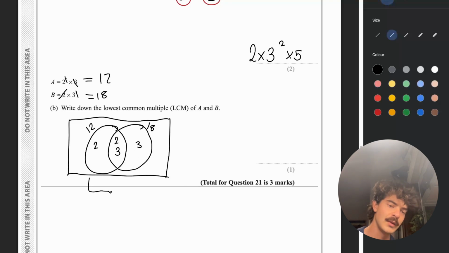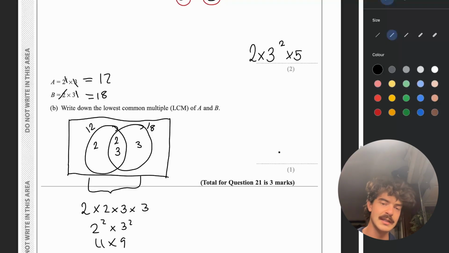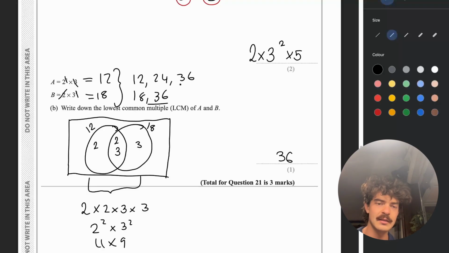Now to find the lowest common multiple, we take all of these numbers we now see in our Venn diagram and multiply them together. 2 times 2 times 3 times 3. 2 squared times by 3 squared, 4 times 9, 36. Equally, you could look at these 2 numbers and just run through their multiples. 12, 24, 36, 18, 36. 36 is the first number that's in both of them.